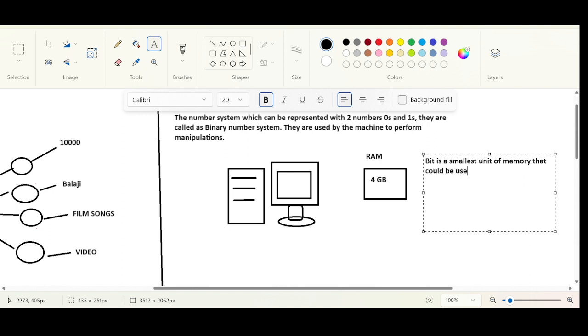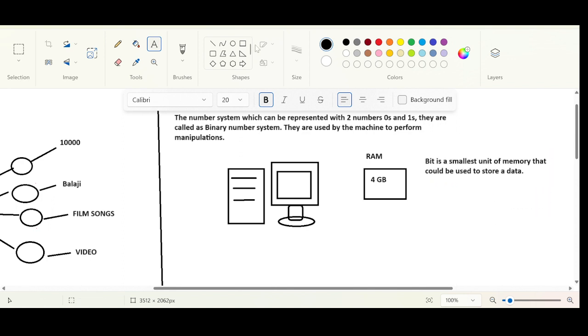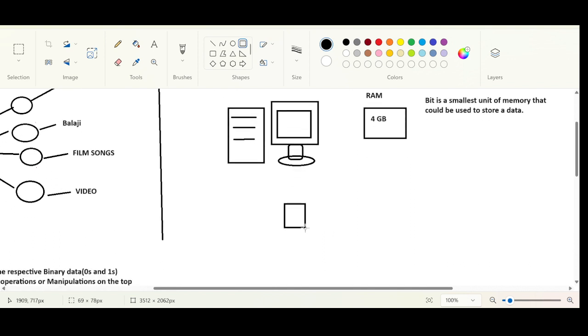Okay, used to store data. Bit. This is the most common answer. What is the smallest unit of memory that can be used to store a piece of data? Bit. 1 bit. So let us understand that this is a bit.